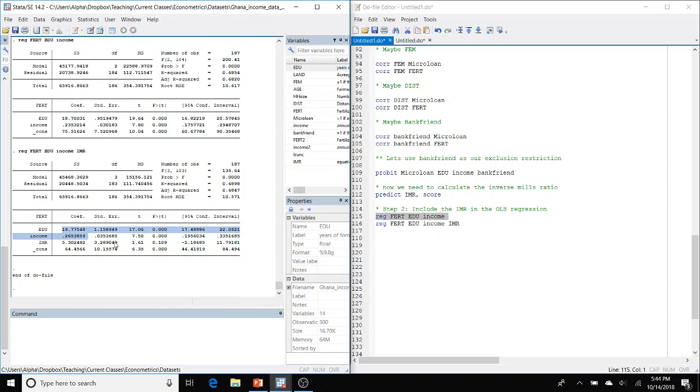So in this particular example, the inverse Mills ratio is insignificant. That means we don't have bias due to incidental truncation in this particular approach. So that's doing it by hand.